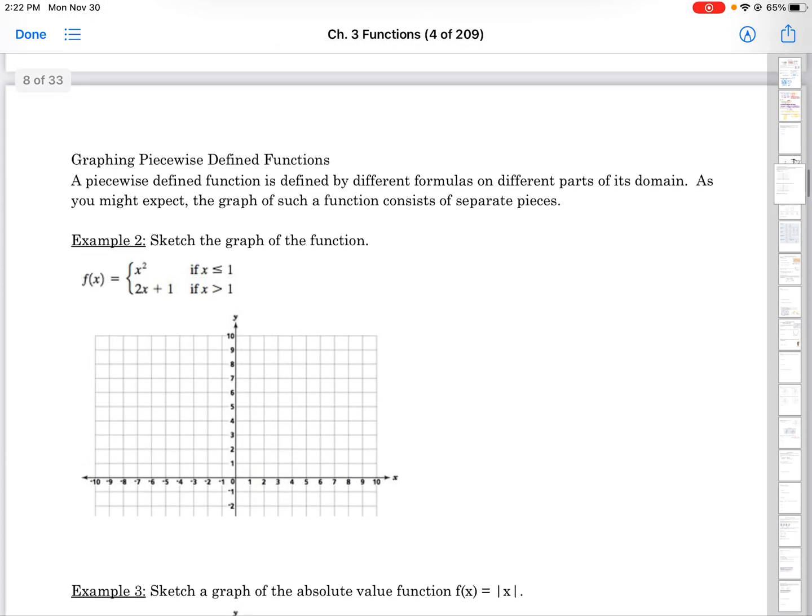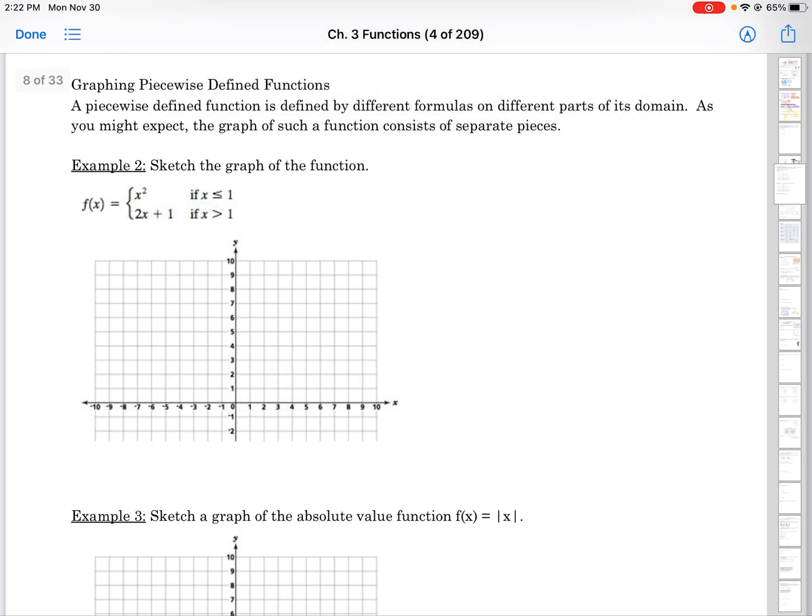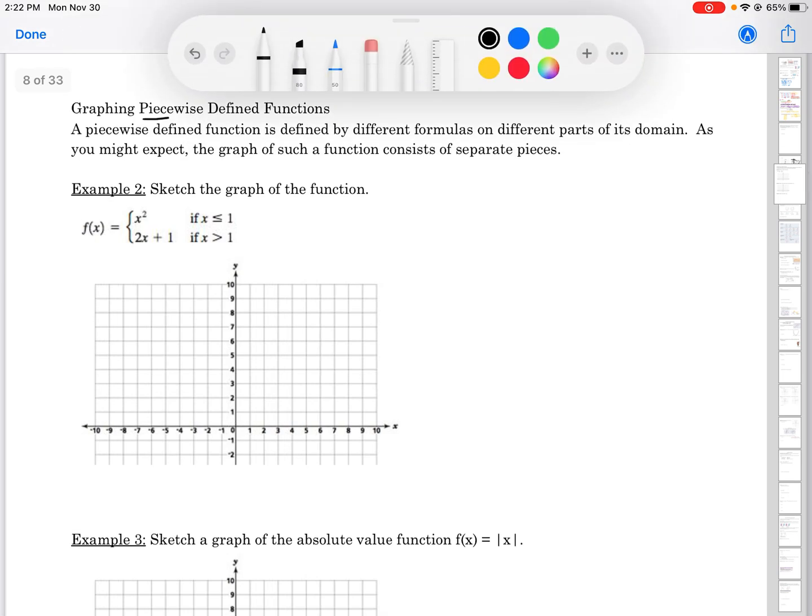Okay. So you might recall from Algebra 1 something called a piecewise defined function. And it's literally something that is in pieces. This piece and this piece get put together of different graphs. So a piecewise defined function is defined by different formulas on different parts of its domain. So really they're separate pieces.